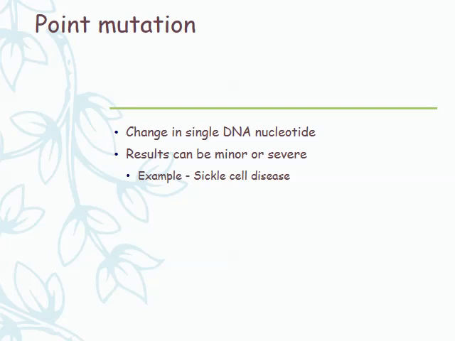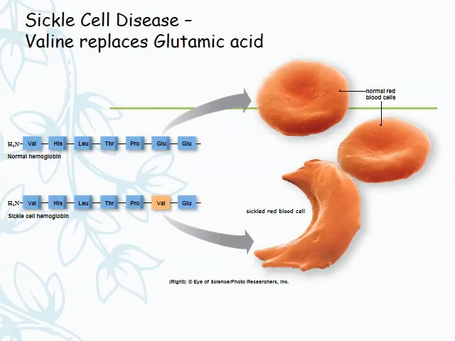When one single DNA nucleotide is mutated or changed, this is called a point mutation. An example of this is sickle cell disease. In sickle cell disease, the amino acid valine replaces glutamic acid. This changes the solubility of the hemoglobin molecule, and under instances of stress or increased oxygen demand, the molecule comes out of solution, causing the red blood cell to sickle.